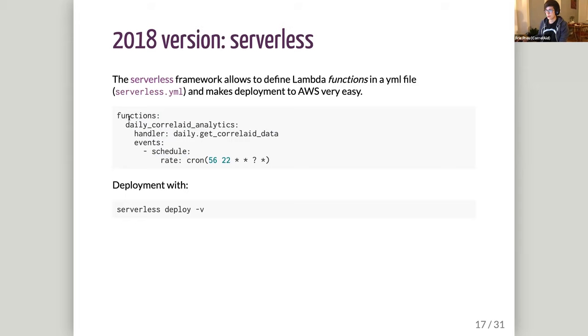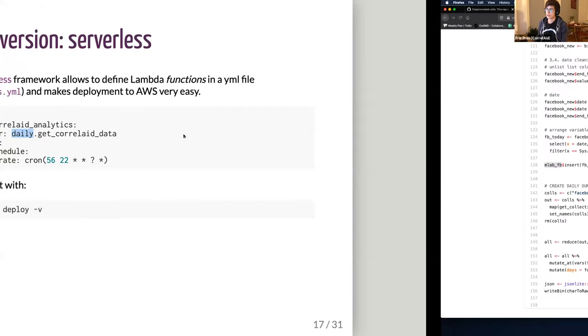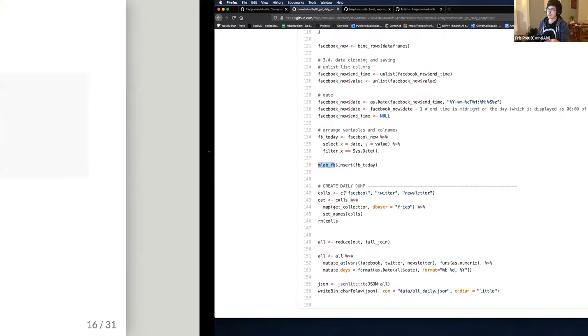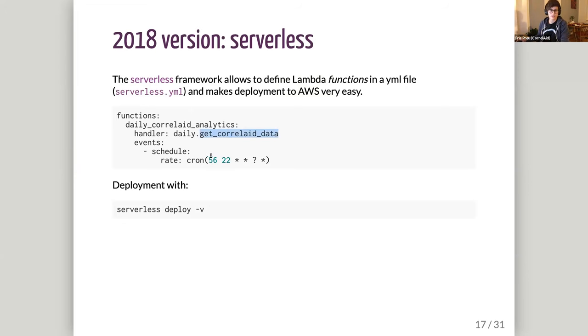And so here we define our function. We call it daily correlate analytics. And we give it a handler function. This is the function that is run when we trigger the Lambda function. We take it from this daily.py file. When you look back one slide from this file, we take the get correlate data function, and this is what is run every day, because we can define a cron job as the triggering event.